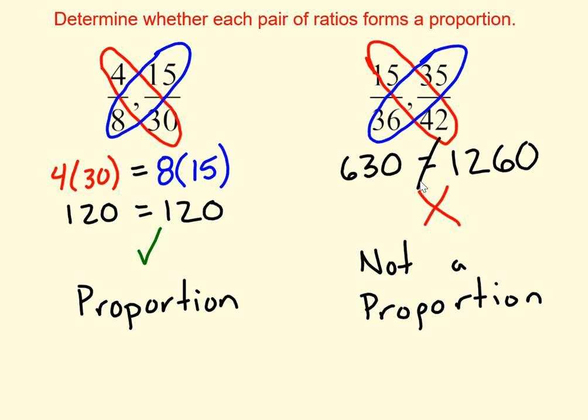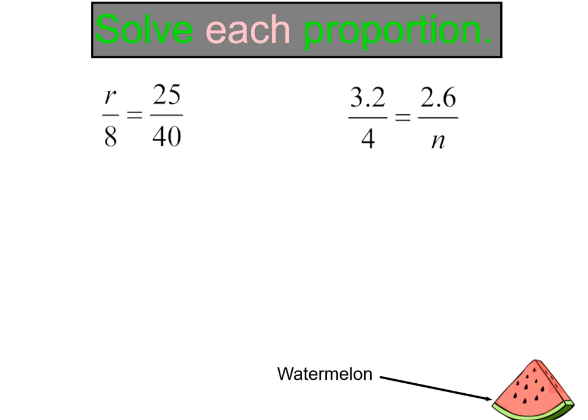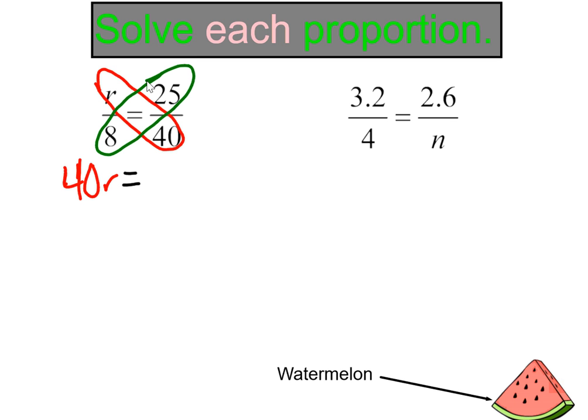Let's look at our next problems here. So now I'm telling you it's a proportion, and we have to be able to solve it from there. So the first thing I like to do, go ahead and put an equal sign, then we're going to just cross multiply like we know how to do. R times 40 is going to be 40R. And then 8 times 25 is going to be 200.